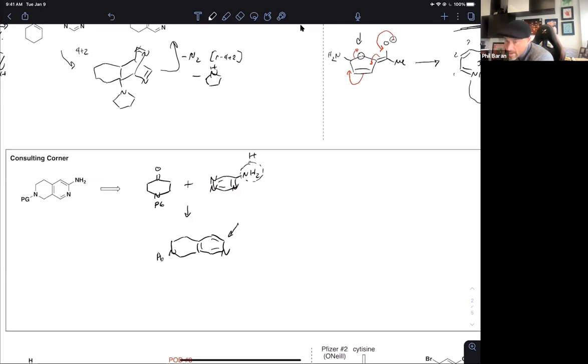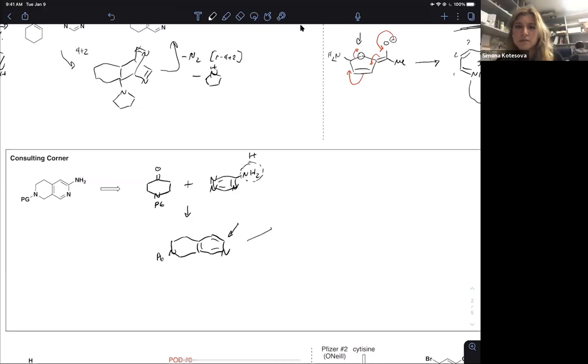And now all you have to do is think about ways of getting an amino group there. So how would you conceptualize putting an amino group there? Tell us. Can you do a Chichibabin?